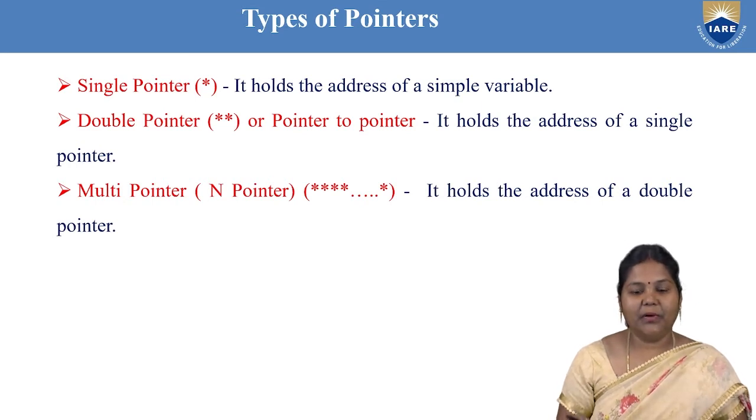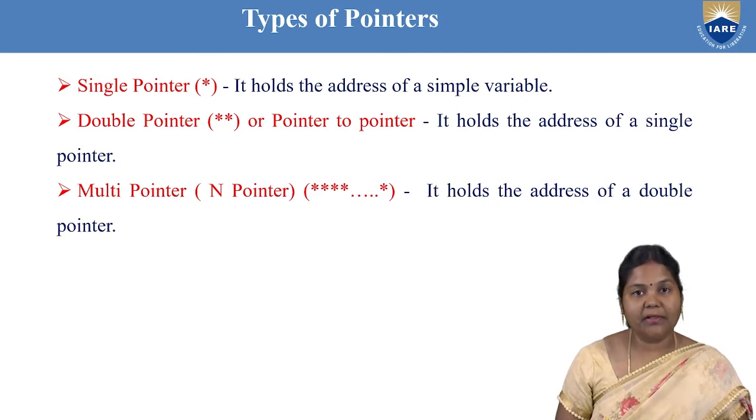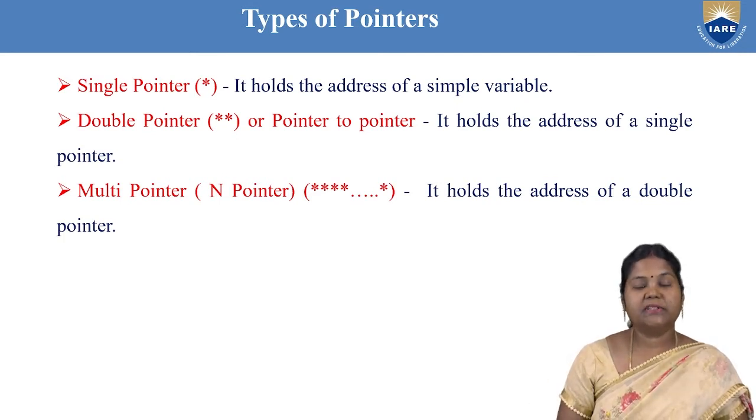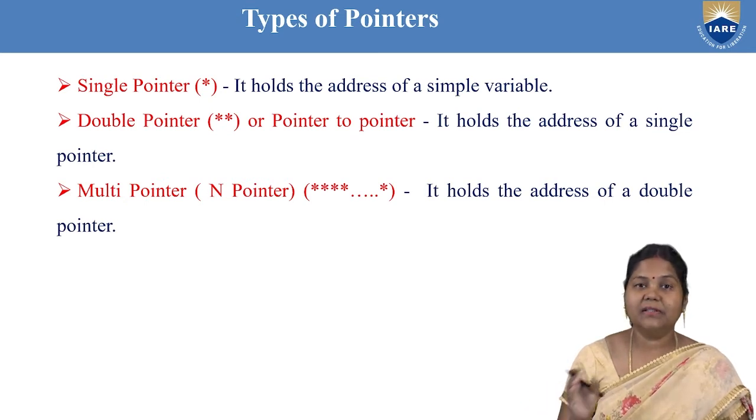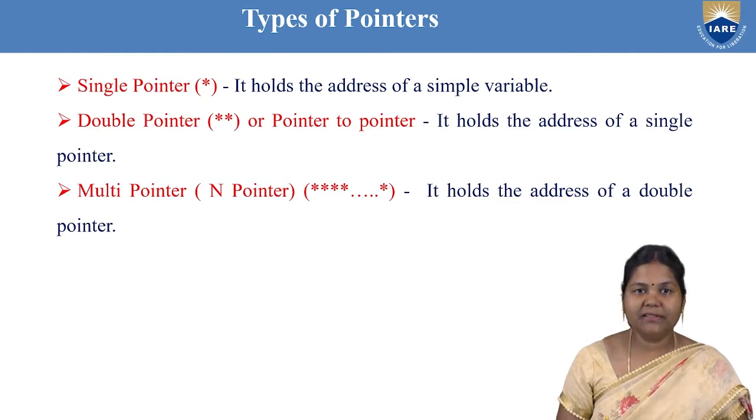In a single pointer, it holds the address of any simple variable. In a double pointer, it holds the address of a single pointer. In a triple pointer, it holds the address of a double pointer and so on. So, when you go for an n pointer or multi-pointer, it holds the address of the (n-1)th pointer. So, the level of indirection increases, and the complexity also increases. Though programs using pointers are faster, the complexity level always increases.